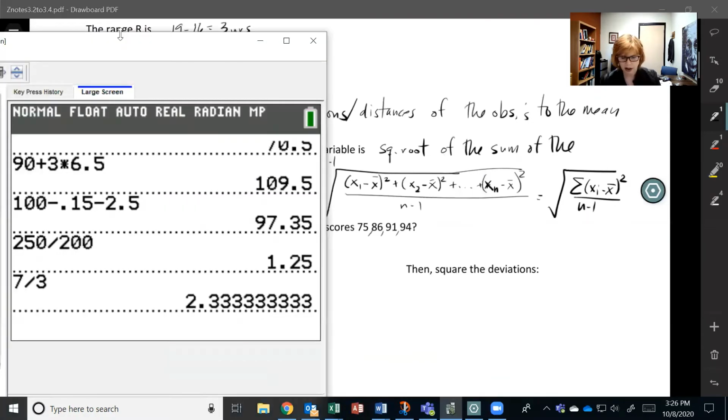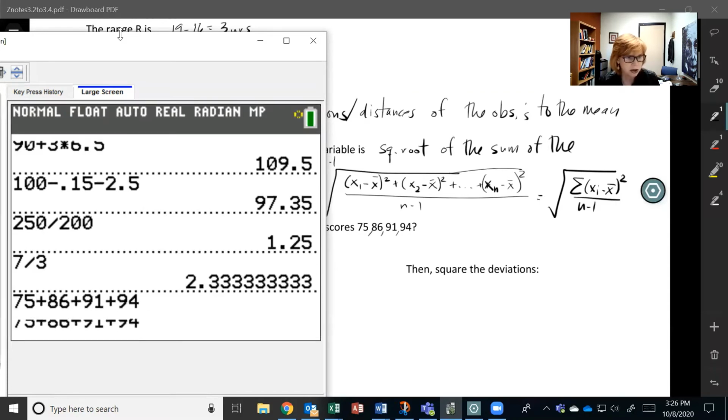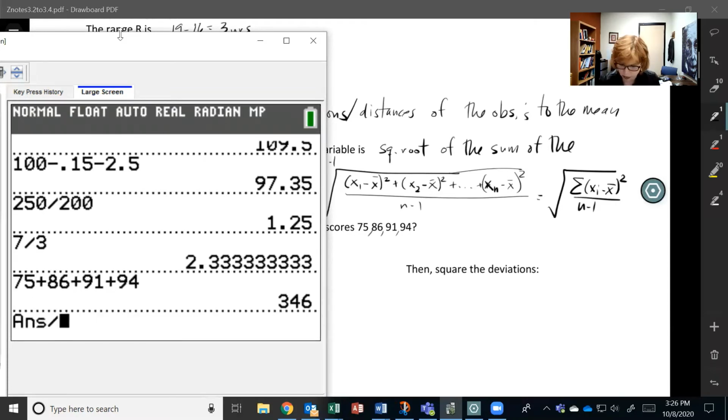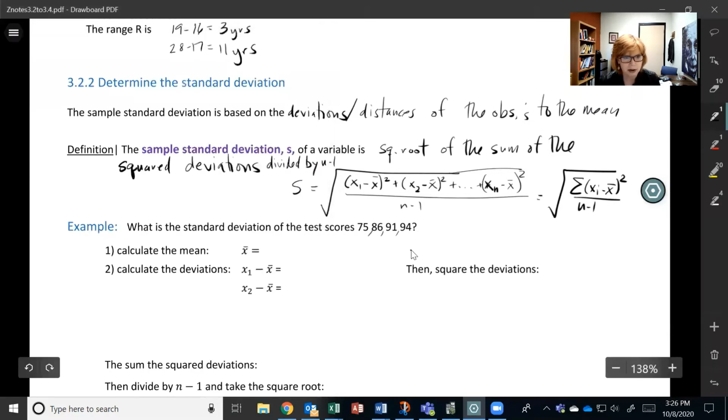We got 75 plus 86 plus 91 plus 94. Enter, and that is 346, and I divide by 4. And that is 86.5. So there's my mean. This is just: I sum up the x's and divide by n. Here are my x's, n is 4.